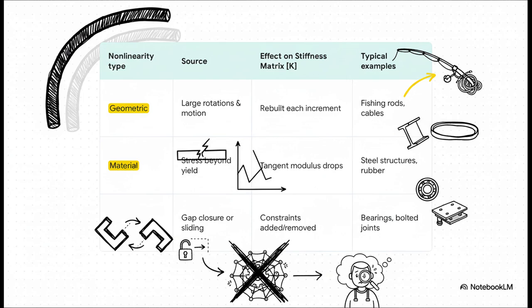Material is about the properties of the stuff itself. And contact, that's about how different parts interact with each other. And you'll notice each one messes with the system's stiffness in a unique way, which is exactly why the solver has to work so much harder to find an answer.